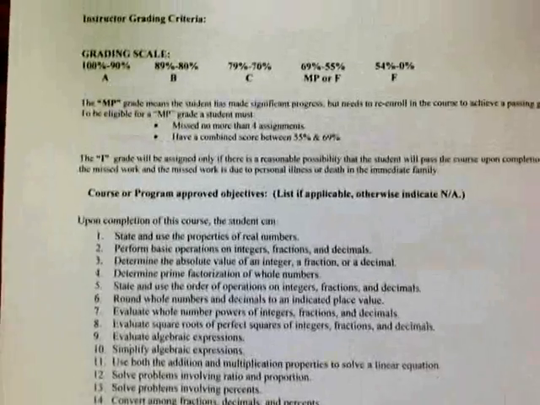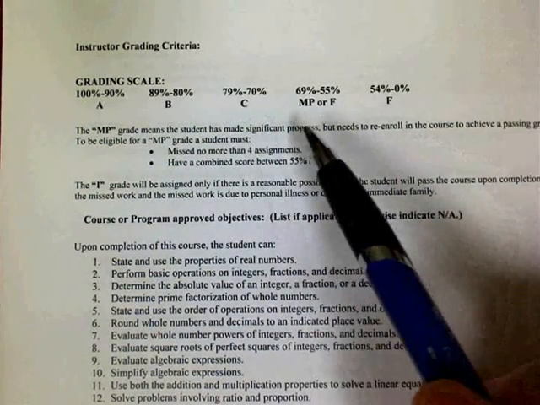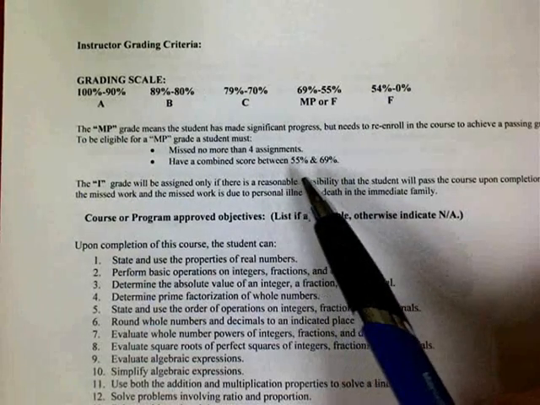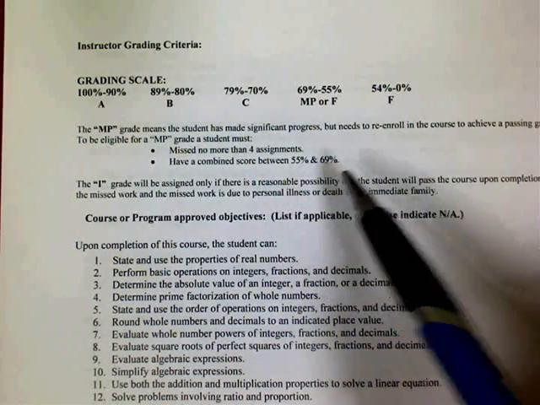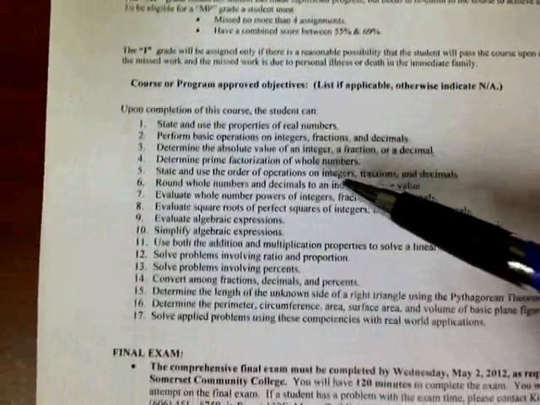Grading scale. This is a 10-point grading scale. MP means you make progress. Don't miss more than 4 assignments and have your average between 55 and 69, and I can give you an MP grade. This is a general description of what we're going to cover in the class.